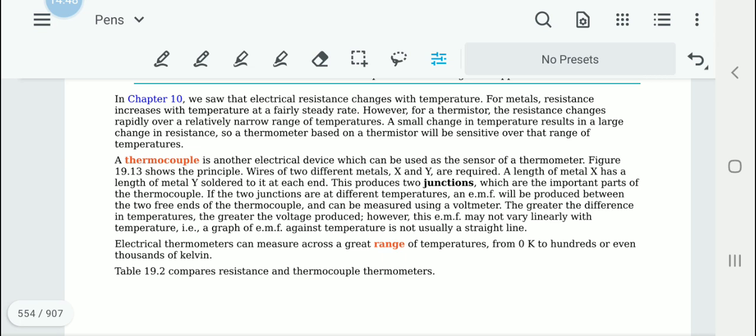Leave a line and write. Thermistor thermometers change their resistance rapidly over a relatively narrow range of temperatures.